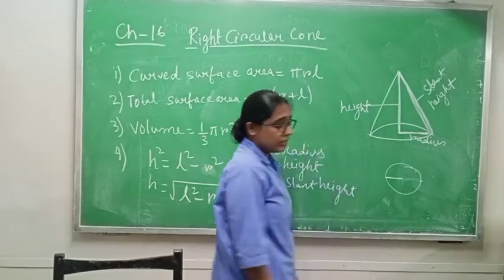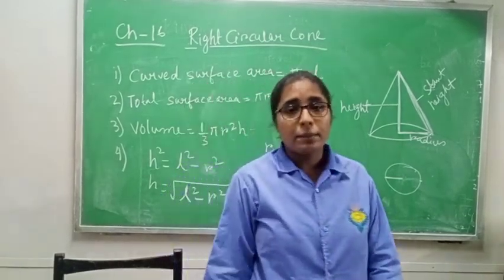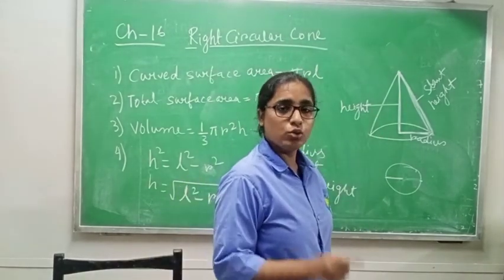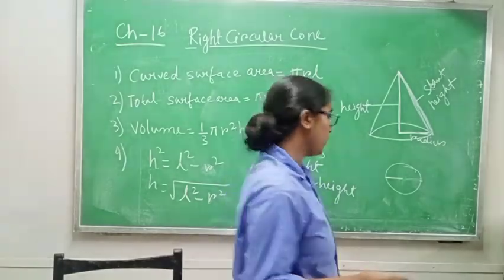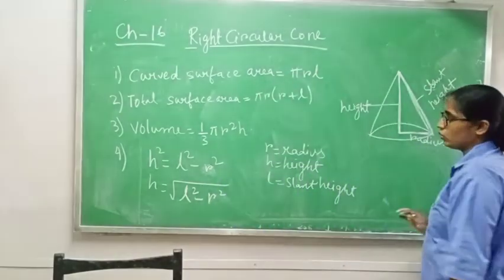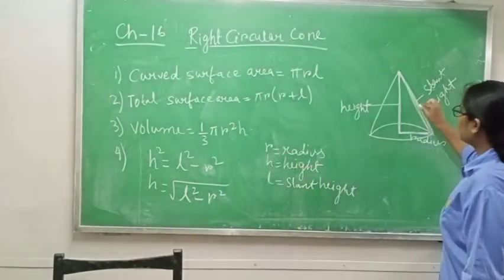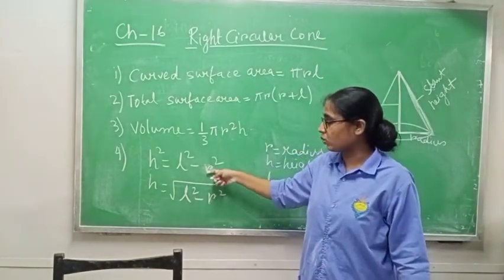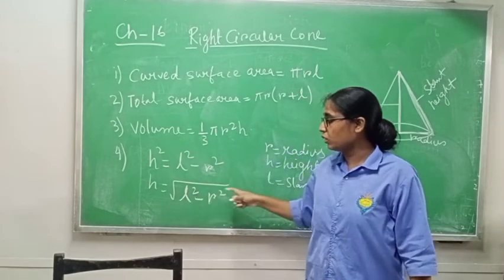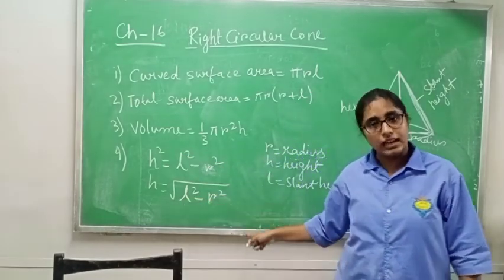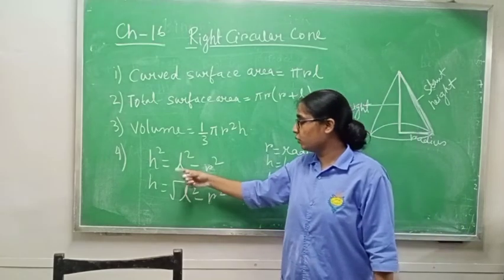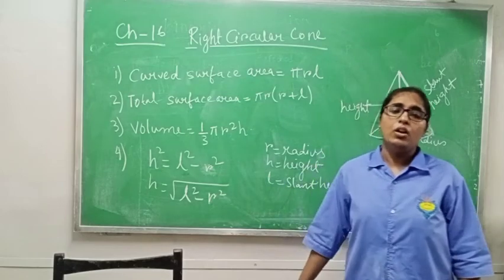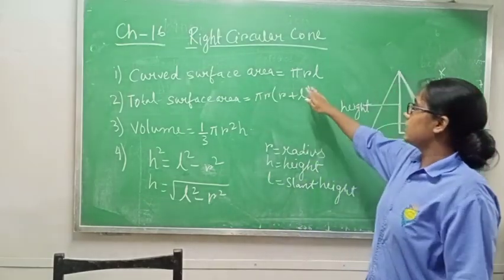Sometimes you have to use the Pythagoras theorem to find any one of these, so you have to know what the Pythagoras theorem is. You did it in class 9. That is why I have written h square. Whenever you have to find h, which formula will you use? L square minus r square. Then the square will become root, and it becomes root over L square minus r square. Same, if you want to find L and H and R are given, we will use the same formula.